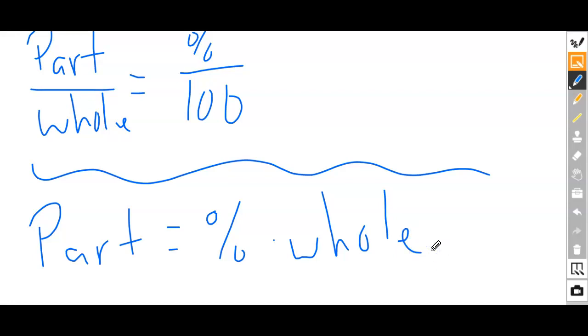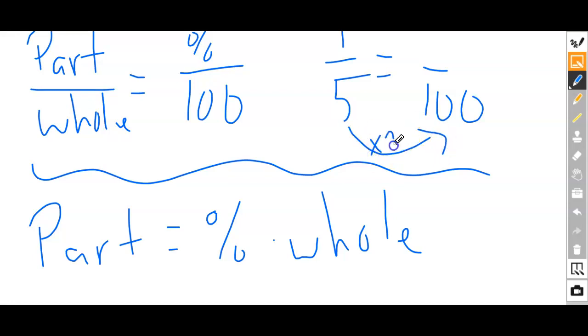So, example, if they say 1/5 is what percent? I would set it up as a proportion. I'd say 5 times what is 100? Times 20, times 20 on top. That would be 20%, right?